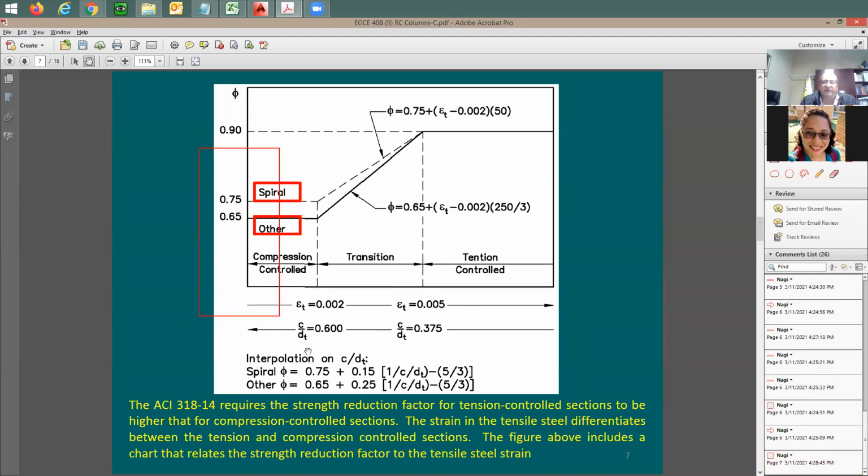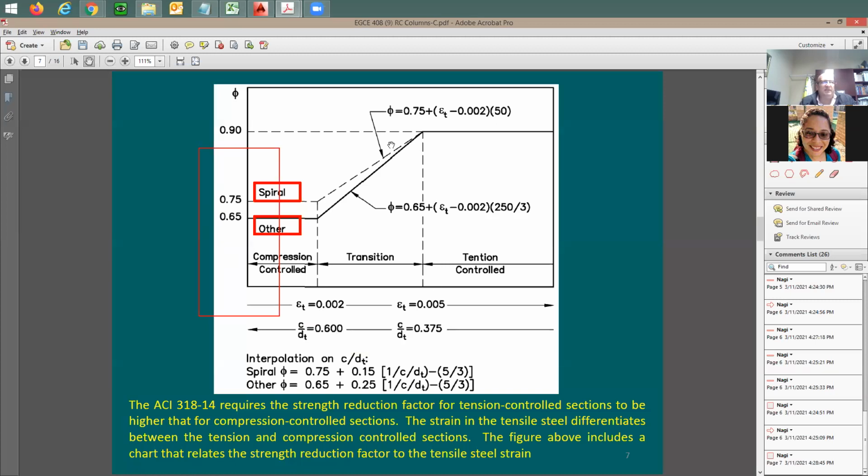We don't have this c over d when you have only axial force. We don't have this tensile strain in the steel. We have only compression steel strain. In this case, I'm going to have 2 values for the phi factor. If you have a spiral column, your phi factor is going to be 0.75. If you have a tied column, it's going to be 0.65.